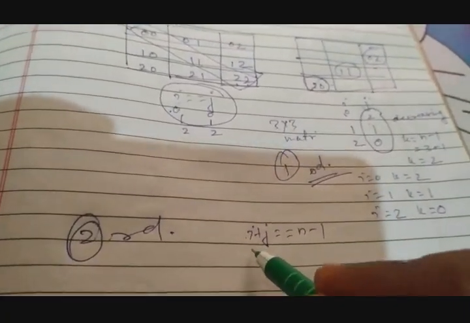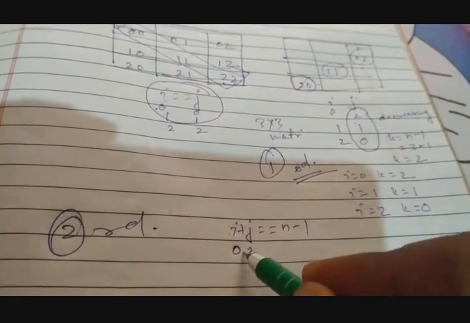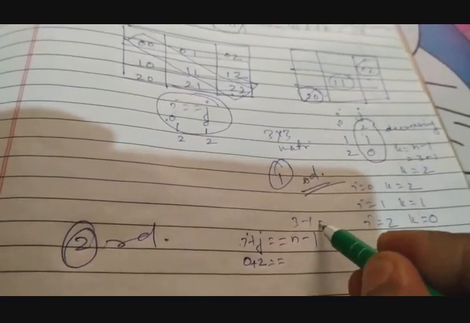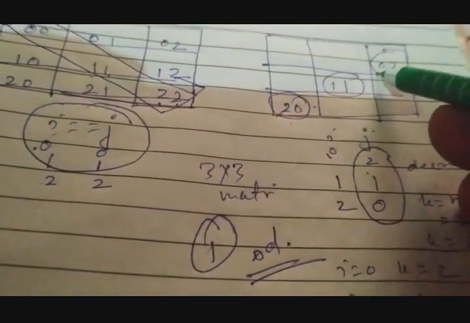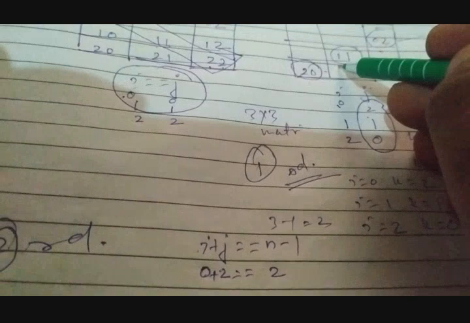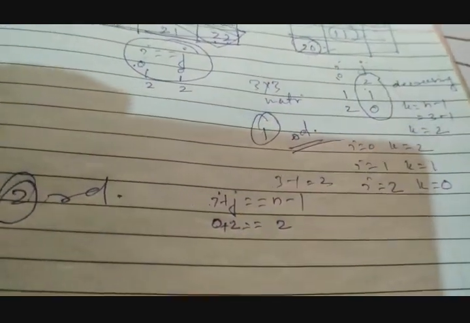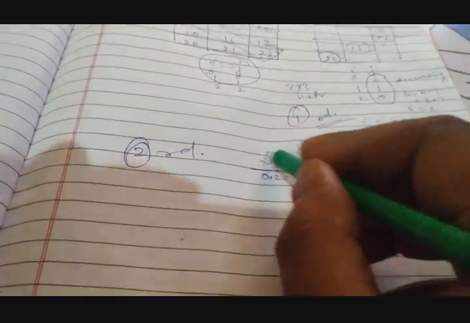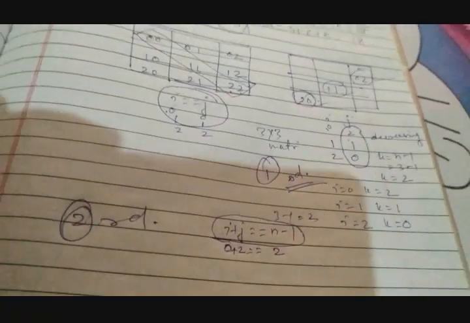Now i is 0, then j will become 2. 0 plus 2 equals 3 minus 1. 3 minus 1, what is it? 2. So 2 equals 2. 0 plus 2 is 2. Now 1 plus 1, 2. 2 plus 0, 2. So this is another way by which you can find out the right diagonals.